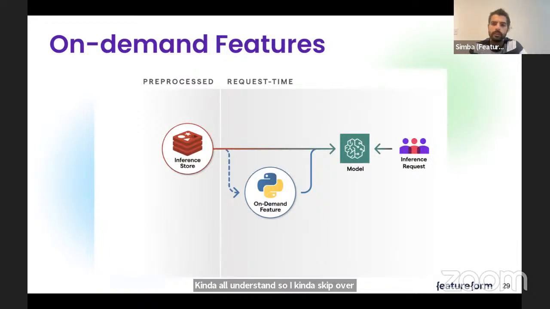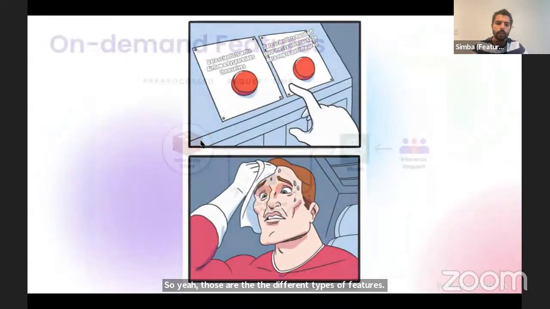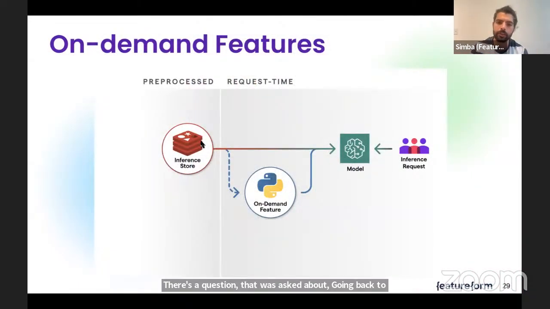But there's on-demand features. There's this concept where I have features where I need to featureize something at the time of the request. A good example of this would be if you want to view if a comment is spam. Well, you won't have the contents of that comment until request time. So you won't featureize the request until the time of the request. So yeah, those are the different types of features. There's a question that was asked about going back to that diagram, which I'll be happy to.